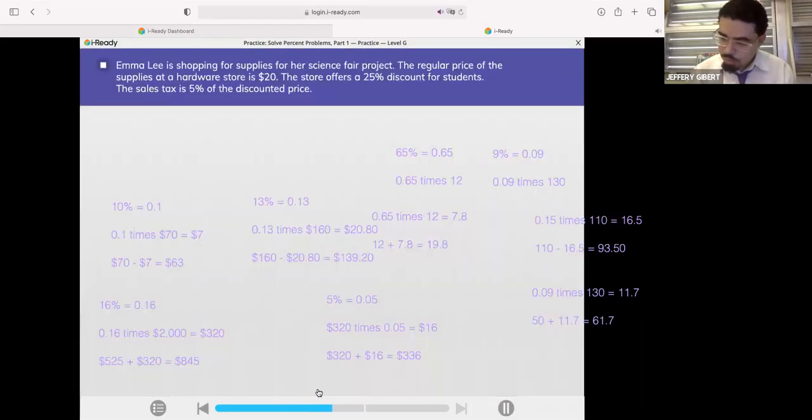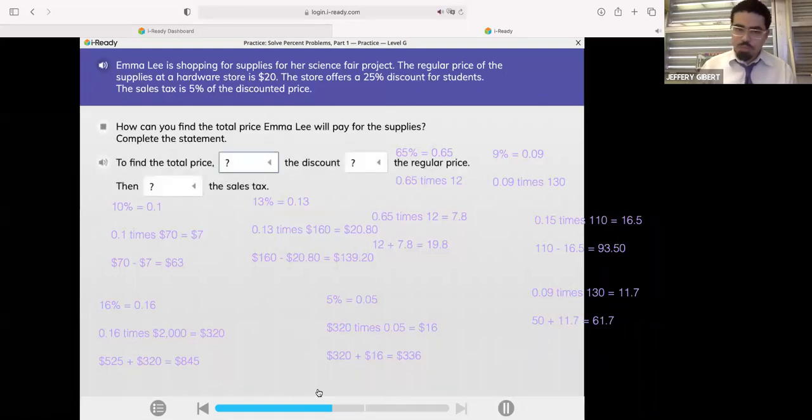Emma Lee is shopping for supplies for her science fair project. The regular price of the supplies at a hardware store is $20. The store offers a 25% discount for students. The sales tax is 5% of the discounted price. How can you find the total price Emma Lee will pay for the supplies? Complete the statement.